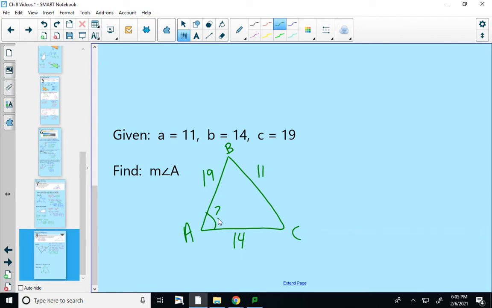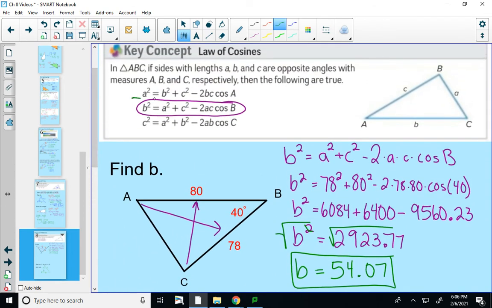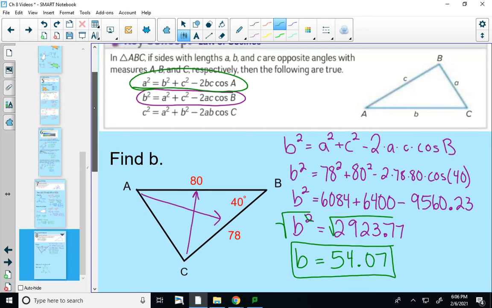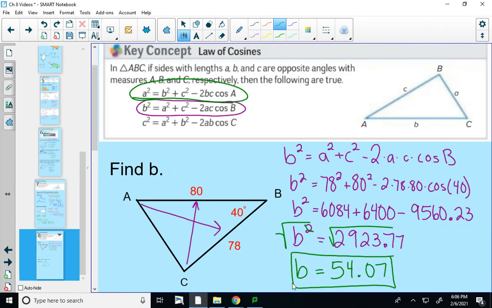So I need to use the form of law of cosines that tells me about A. Well, we don't have one that tells me directly about angle A, but we do have one that has an angle A in it. So then I'll be able to solve for angle A. So our big equation is going to be a squared equals b squared plus c squared minus 2bc times the cosine of A. And then we're going to plug in what we know and solve for angle A. And maybe I'll do some space below because this is going to get really long.